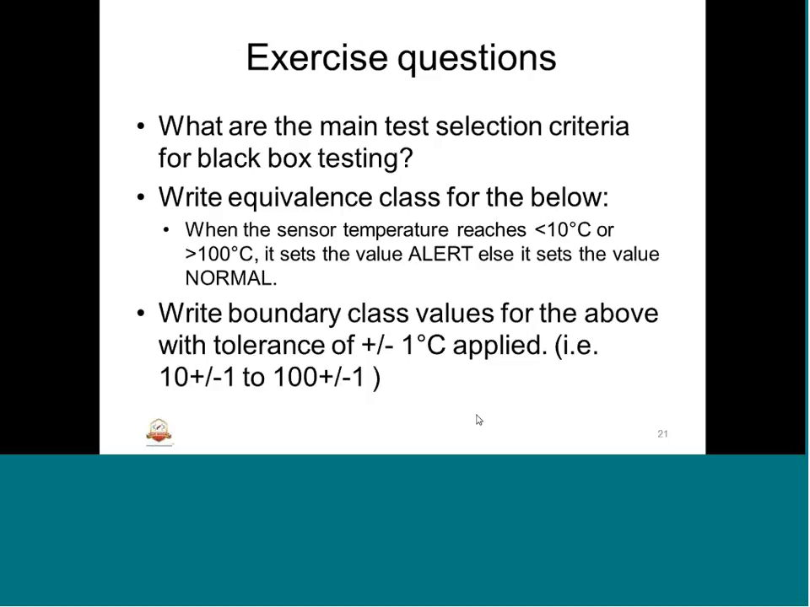We have a couple of exercise questions. What are the main test selection criteria for black box system? Then, create equivalence classes for the below requirement. When the sensor temperature reaches 10 degree centigrade or greater than 100 centigrade, it sets the value alert, else it sets the value normal. So we have a temperature sensor which will indicate an alert if the temperature goes below 10 degree or goes above 100 degree. Otherwise it sets the indicator as normal. Write the boundary class values for the above with tolerance of plus or minus 1 degree centigrade. Anyway, boundary class next session. So that is the end of the session.